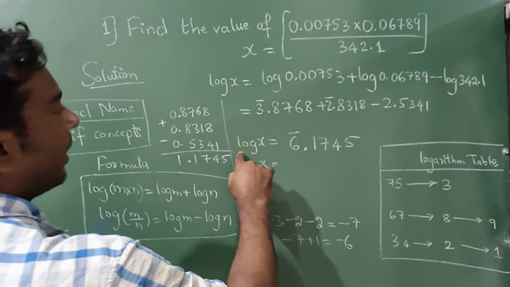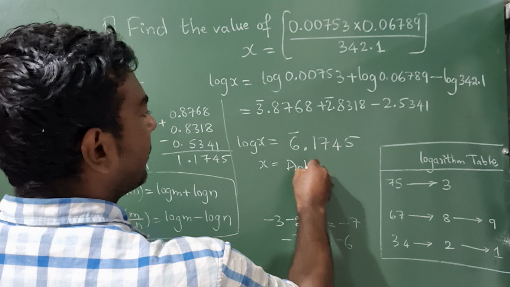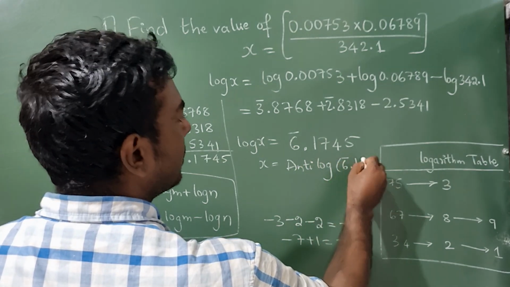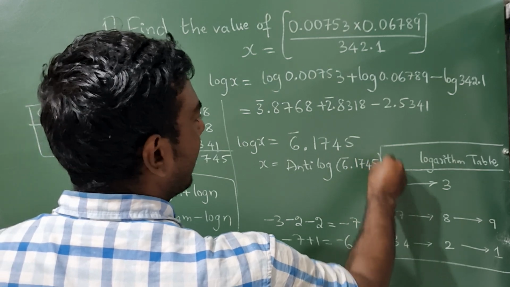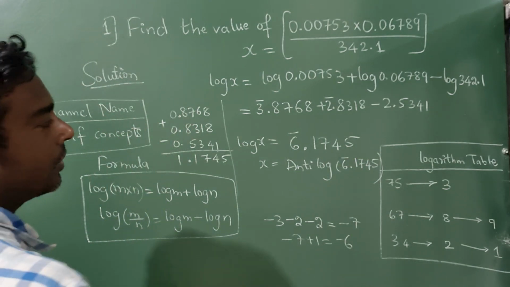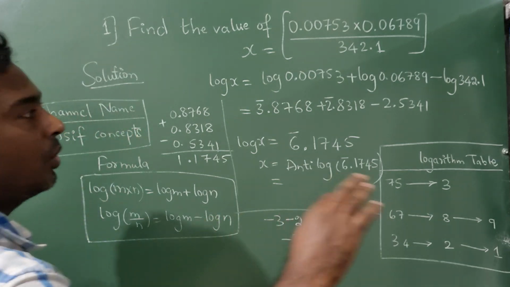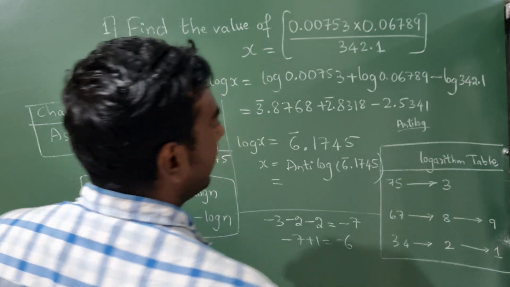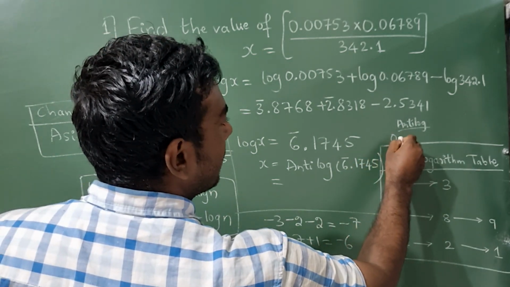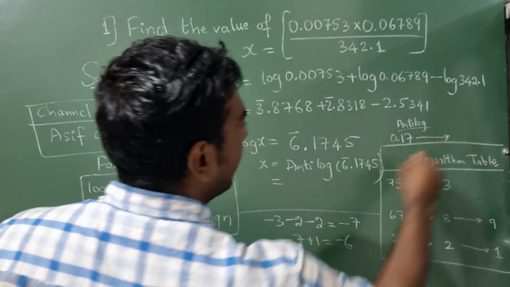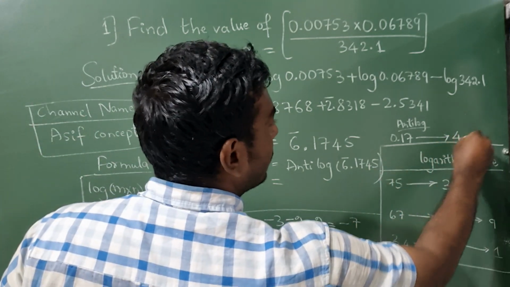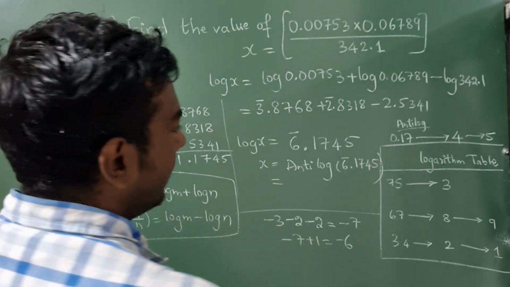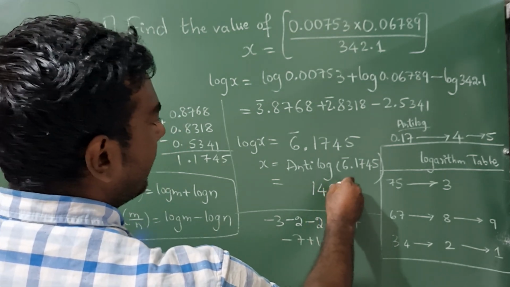X is equal to, when log goes to the other side, it will become antilog of 6 bar plus 0.1745. Okay. Now go to the antilog table. Antilogarithm table. See the 0.17 number, there fourth column, then mean difference 5. So you will get 1495.